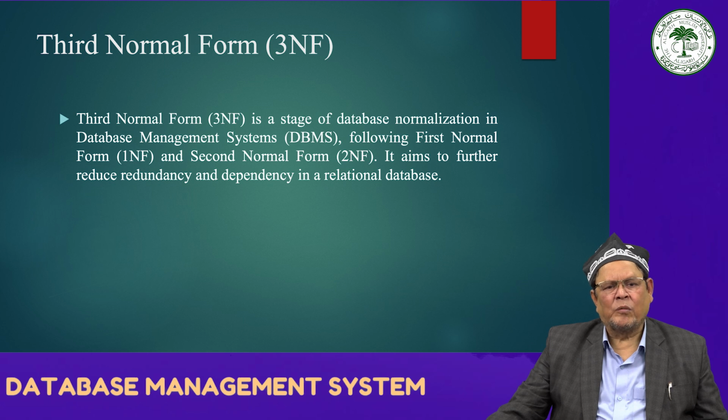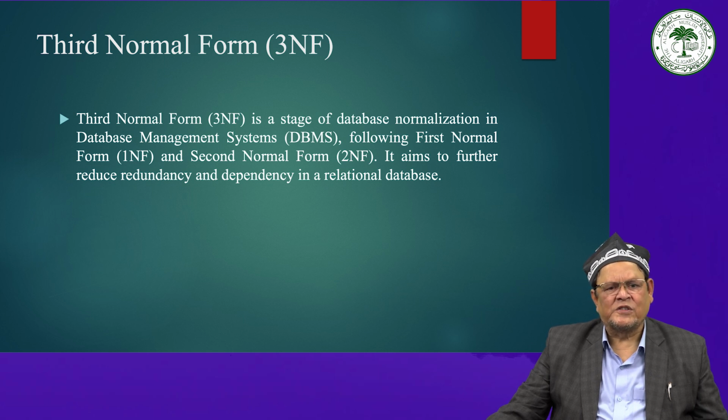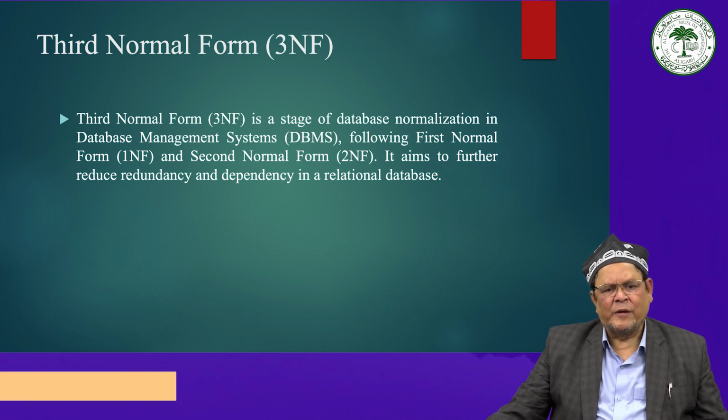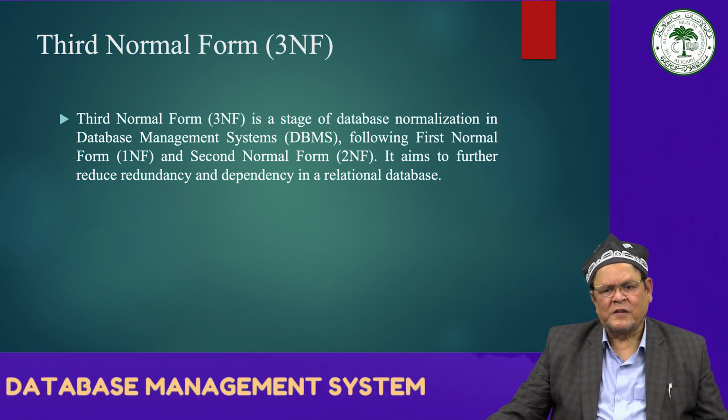Next is third normal form. 3NF is a stage of database normalization in database management systems. Following first normal form and second normal form, it aims to further reduce redundancy and dependency in the relational database. In third normal form, a table must meet the following criteria. Be in 2NF. Before a table can achieve 3NF, it must first satisfy the requirement of second normal form, including being in 1NF and having removed partial dependencies.